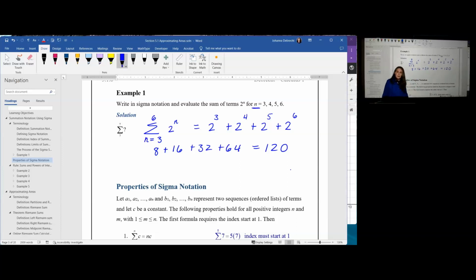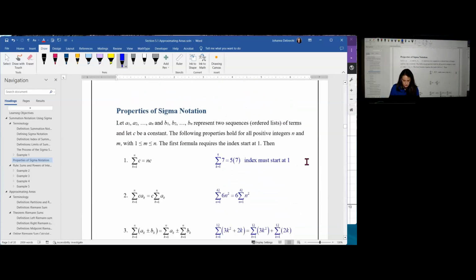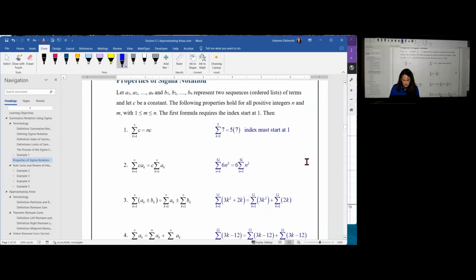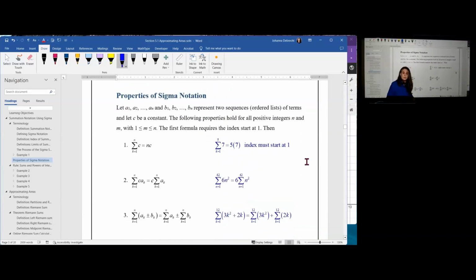Let's now look at some of the properties for sigma notation. We're going to allow a sub 1, a sub 2, all the way up to a sub n, and b sub 1, b sub 2, b sub n represent 2 sequences of terms. In other words, an ordered list. There's a first, a second, a third, and so on. We're going to let c be some constant real value.